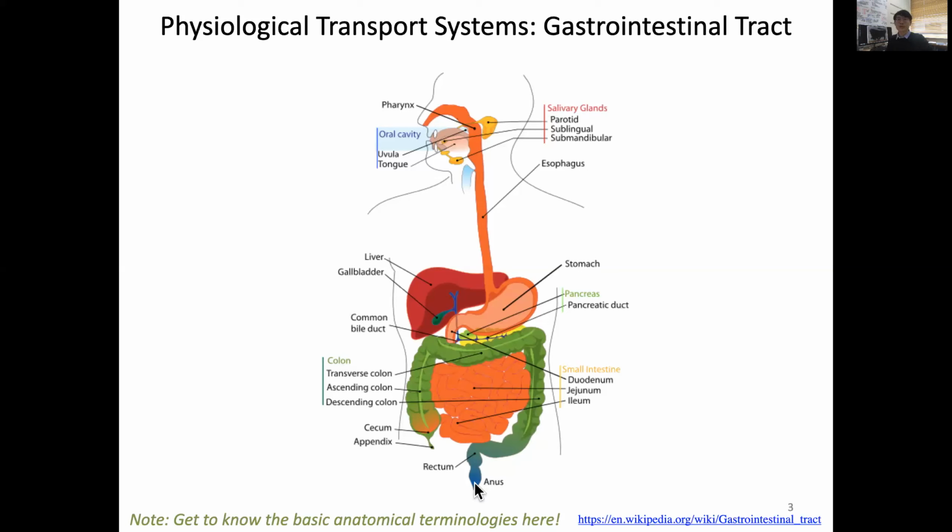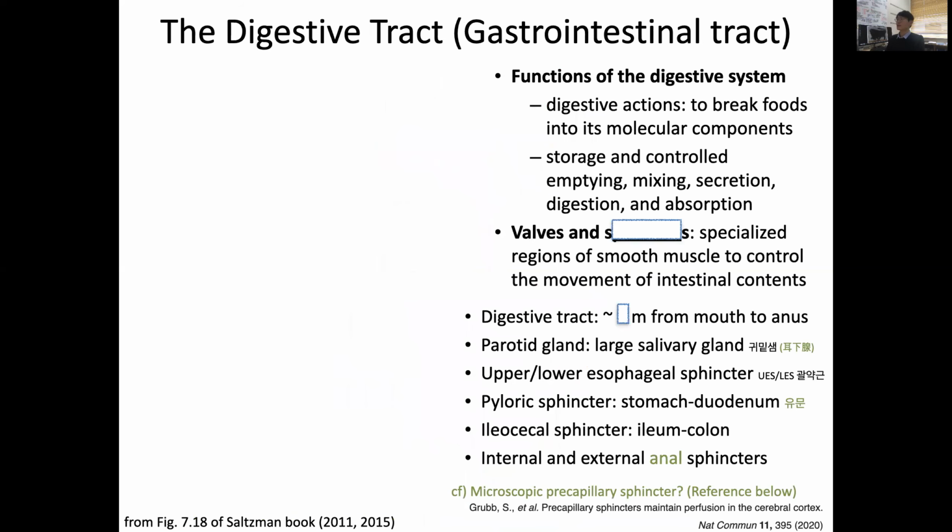You can think of this as a clock attached on your belly, and the colon goes in this clockwise direction. This may help your digestion too. So let's see. First, the gastrointestinal tract.